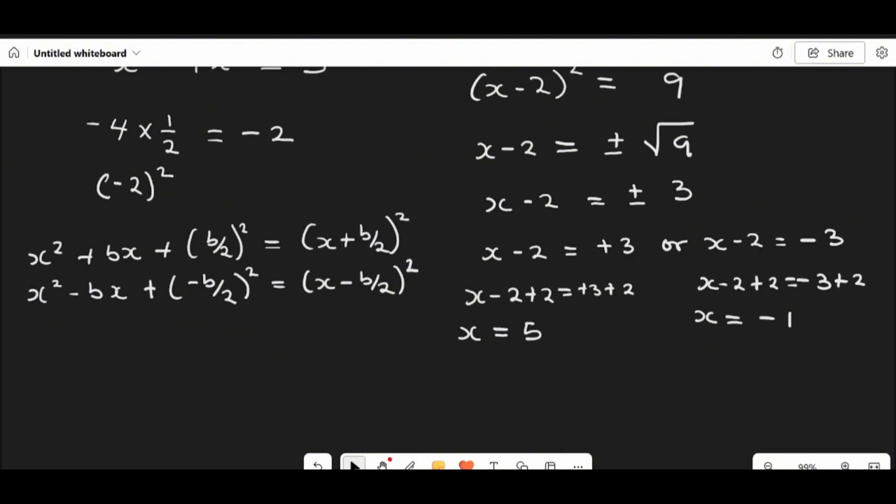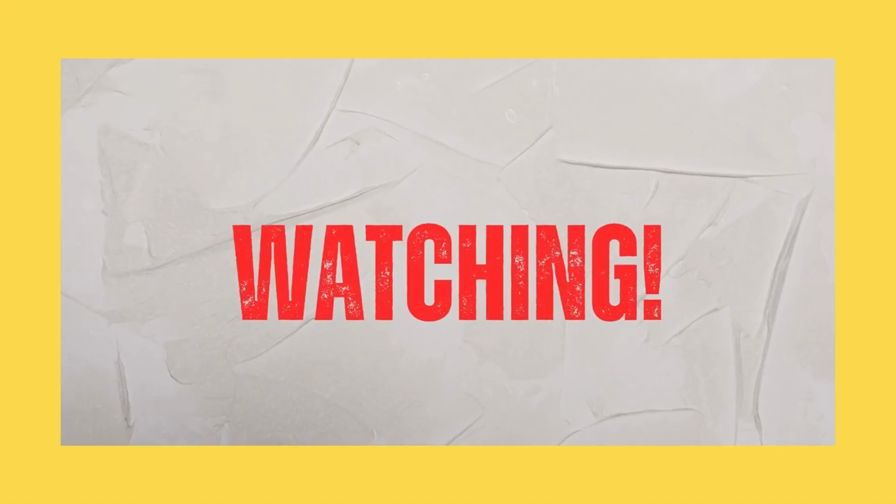So the value of x equal to 5 or minus 1. That is our answer.